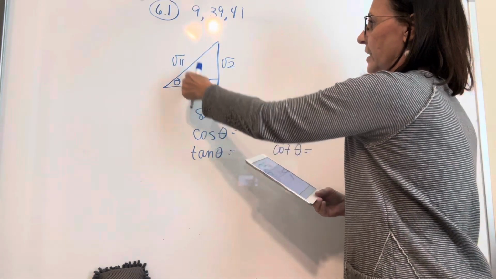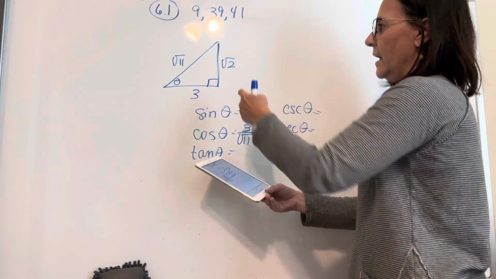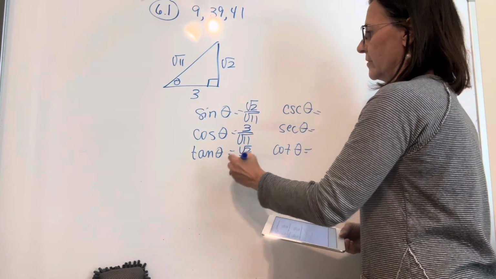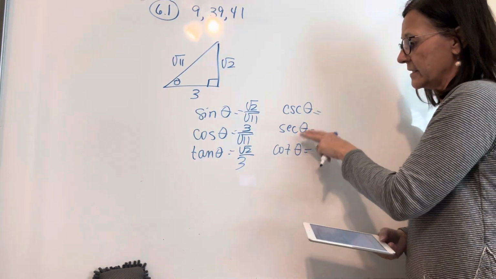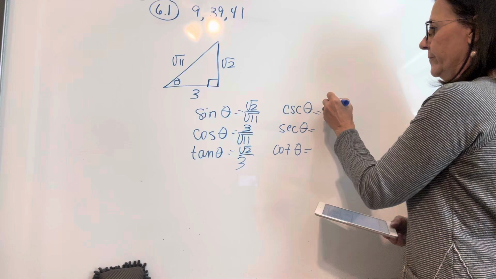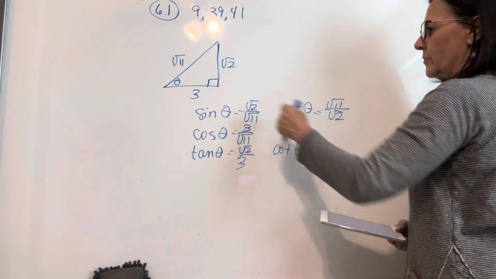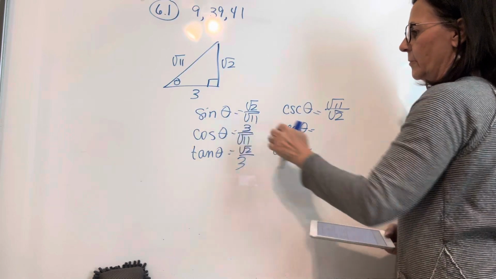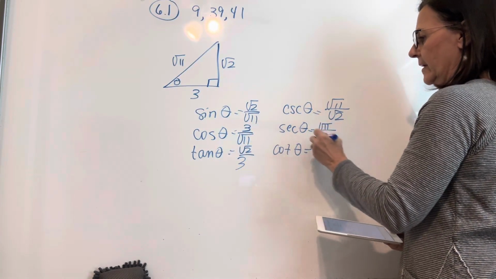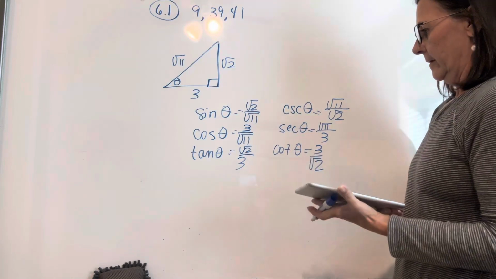Cosine of theta, adjacent over hypotenuse, 3 over square root of 11. Tan, opposite over adjacent, square root of 2 over 3. All right, for the cosecant, the secant, and the cotangent, you just take the reciprocal. Cosecant, reciprocal of sine. Secant, reciprocal of the cosine. Cotan, reciprocal of the tan. All right.